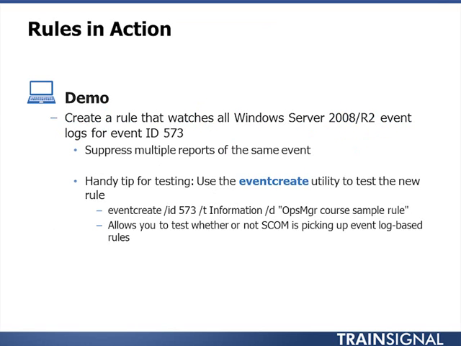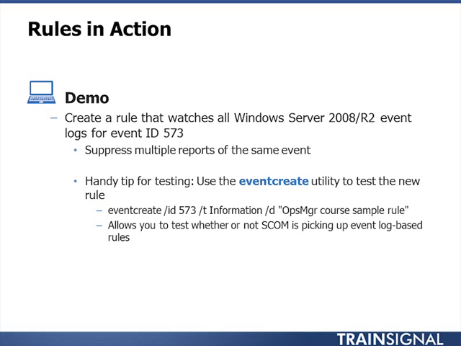For our purposes, we're going to do this. We're going to create a rule that watches all of the Windows Server 2008 and R2 event logs for event ID 573. We're going to tell Operations Manager that we want to suppress multiple reports of the same event. So if we see error 573 or event 573 be raised 600 times, we don't want 600 alerts.